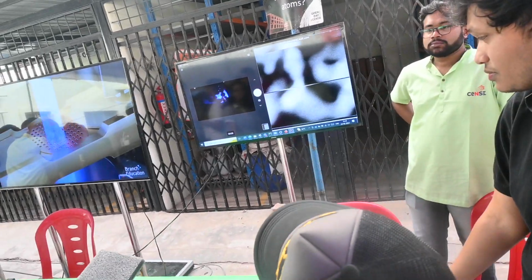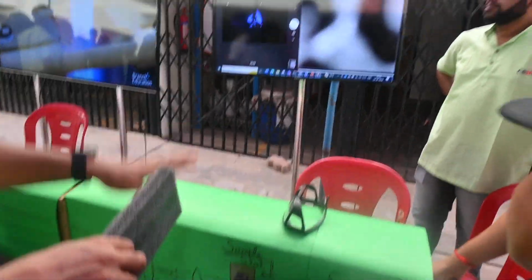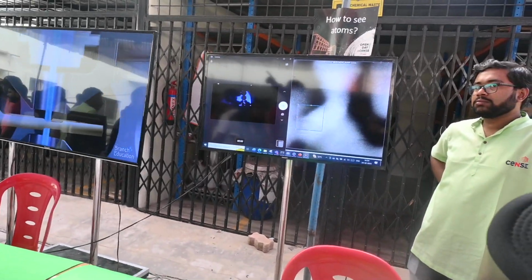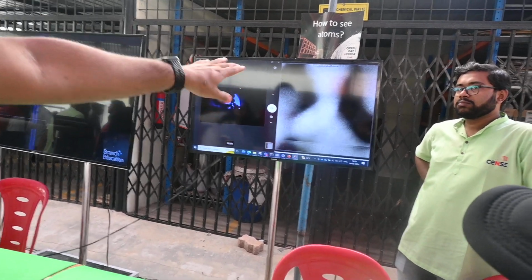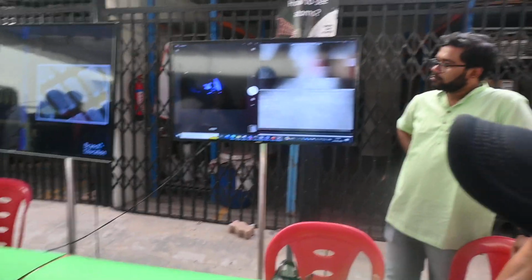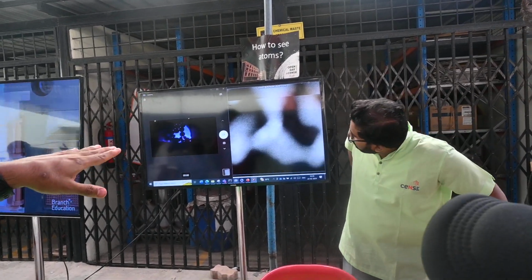This is a transmission electron microscope. Actually, the instrument is behind this side. There's a live feed coming from there to here. So this was a pre-recording of an image from the electron microscope. See the dots? Each of these is an atom.